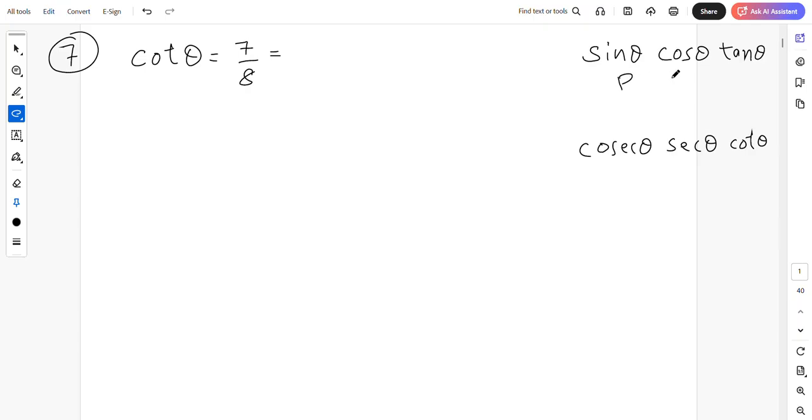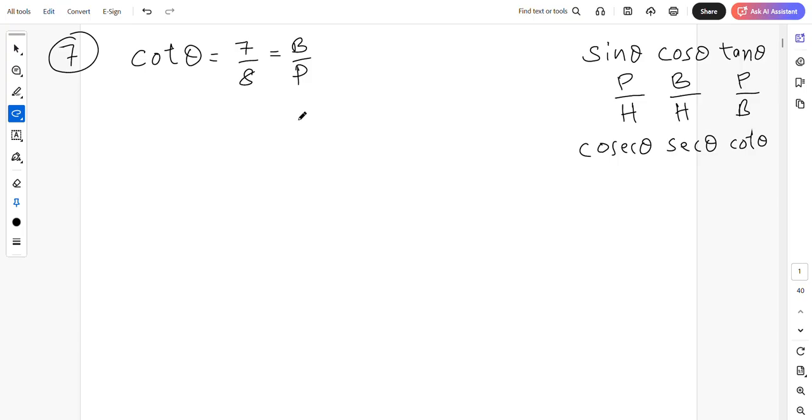Papa, BD, POG... Perpendicular by hypotenuse is sin theta. Hypotenuse by perpendicular is cosecant theta. What is cos theta? Base by hypotenuse. What is secant theta? Hypotenuse by base. What is tan theta? Perpendicular by base. What is cot theta? Base by perpendicular. This is what? Cot theta. Therefore it is base by perpendicular.